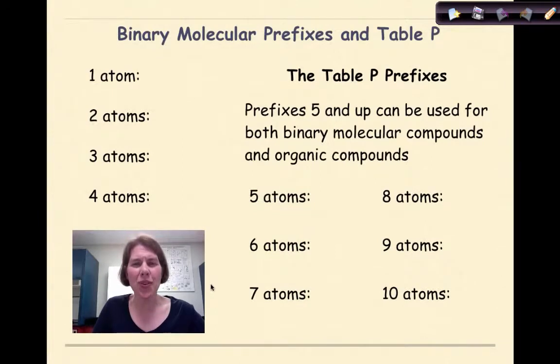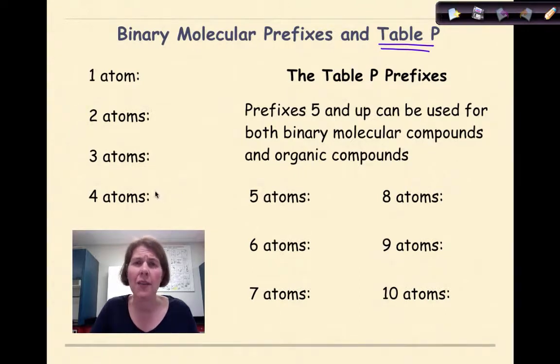So let's look at some prefixes and how we're going to use them to name our binary molecular compounds. Now, there's sort of a mix here of what you need to know and what's given to you on your reference tables. Remember Table P? Table P is that list of prefixes for organic compounds. Now, when we name binary molecular compounds, we're not going to use the first 4 on Table P. Instead, we're going to use different ones.